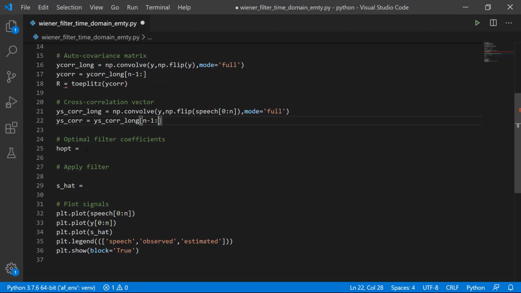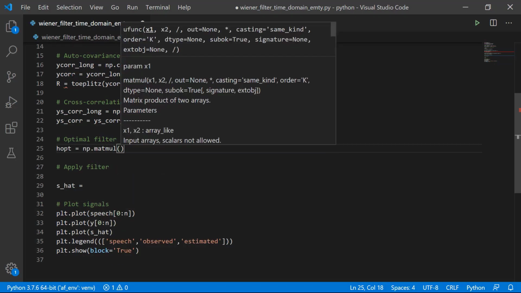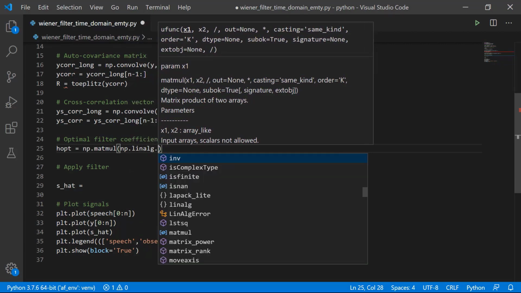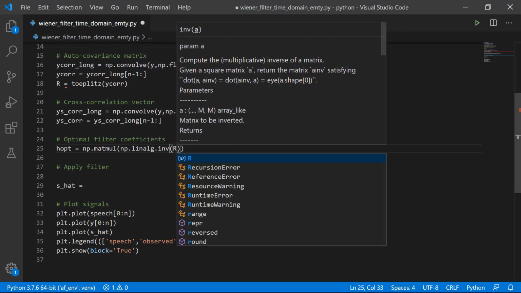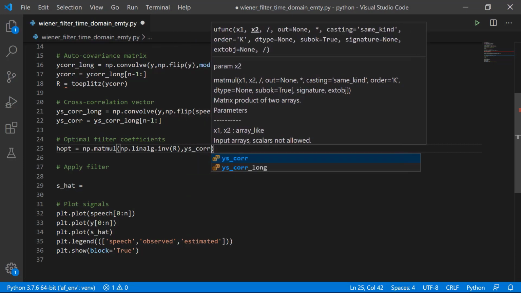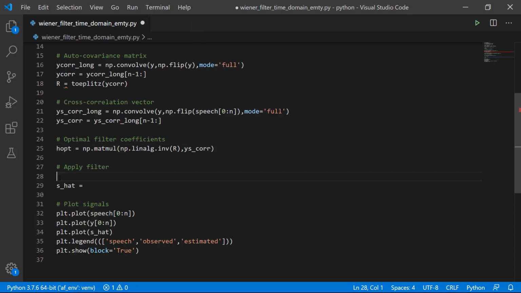So let's compute the optimal filter coefficients. We need to perform a matrix multiplication, so we call NumPy's matmul. The first element should be the inverse of the autocorrelation matrix, so we call NumPy's inverse function. The second element is simply the cross-correlation vector. And that's it. This line of code gives you the optimal filter coefficients.